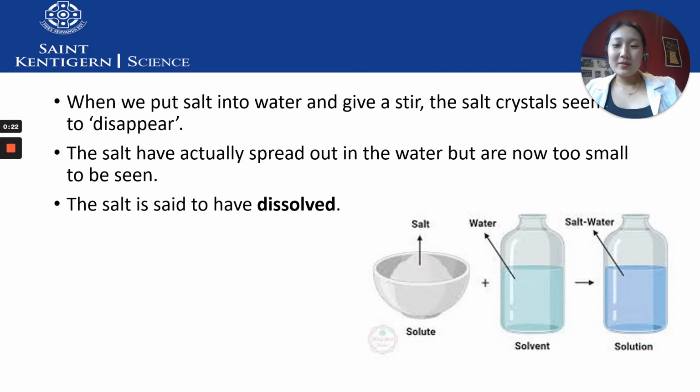When we put salt into water and give it a bit of a stir, the salt crystals tend to disappear. The salt has actually spread out into the water, but the particles are too small to be seen, and when this happens we say that the salt has been dissolved in water.